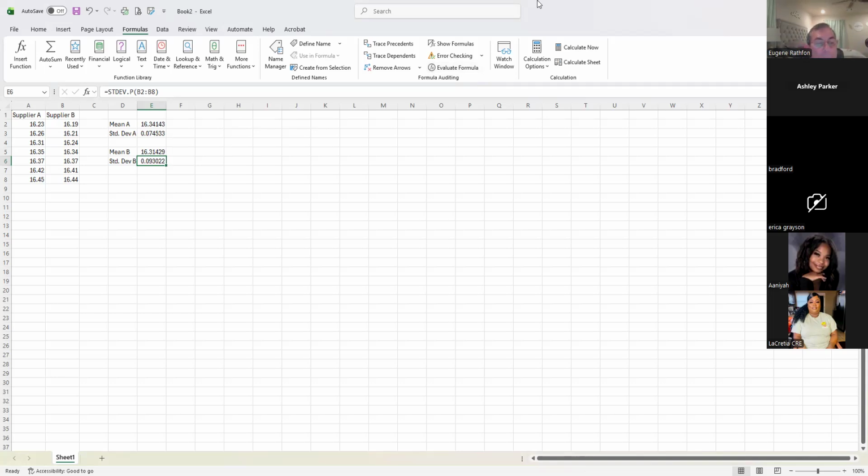All right, on B, we would make that 16.31. So I'm going to keep that a 1 since it had a 4 after it. And then on the standard deviation, looks like we'll keep that as 0.09. All right, y'all, so going back to the pad. All right, so we would put in our mean we got from A, standard deviation, mean for B, standard deviation for B. Now, we're going to work on this box plot.